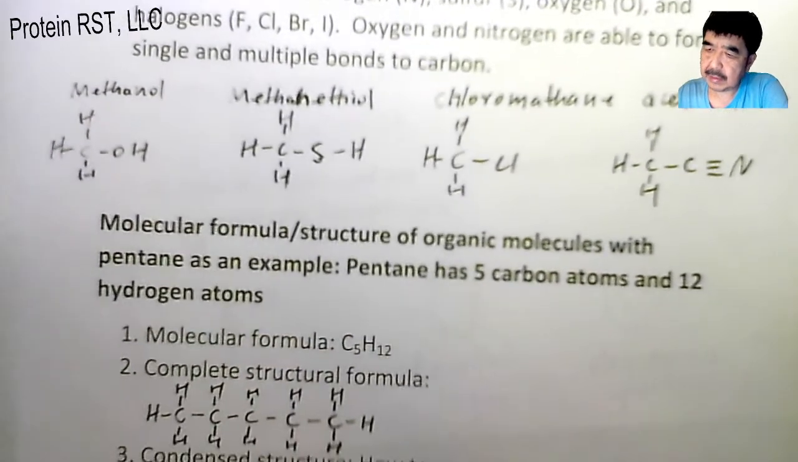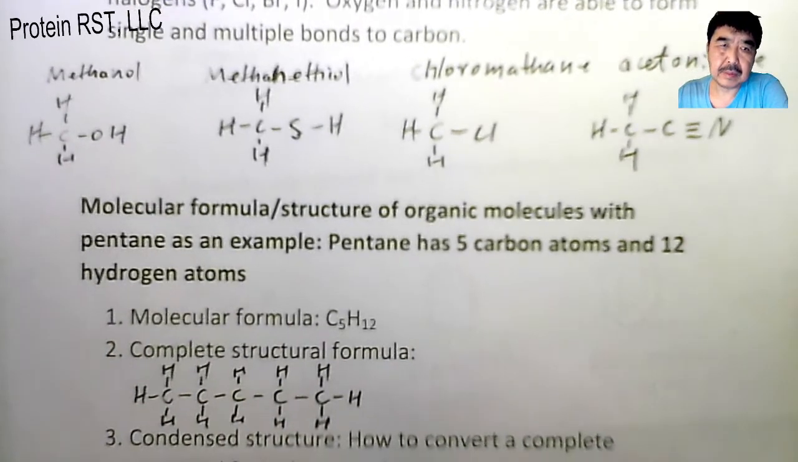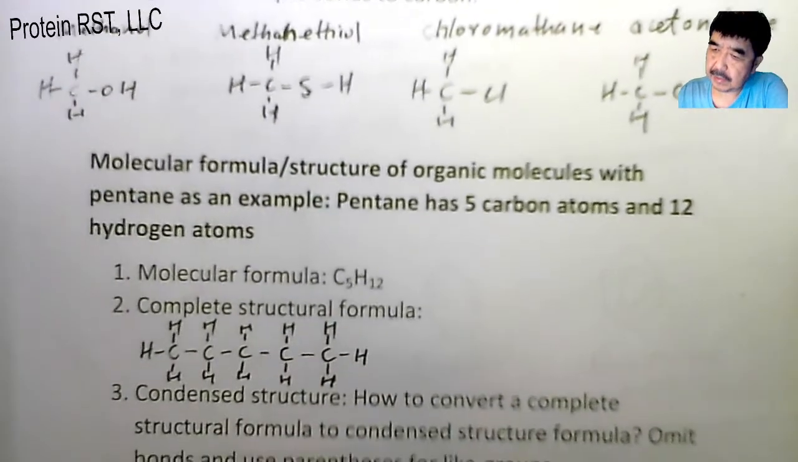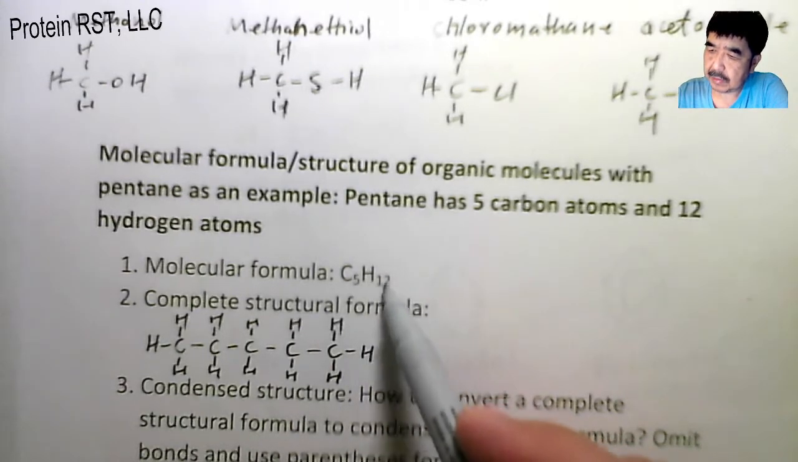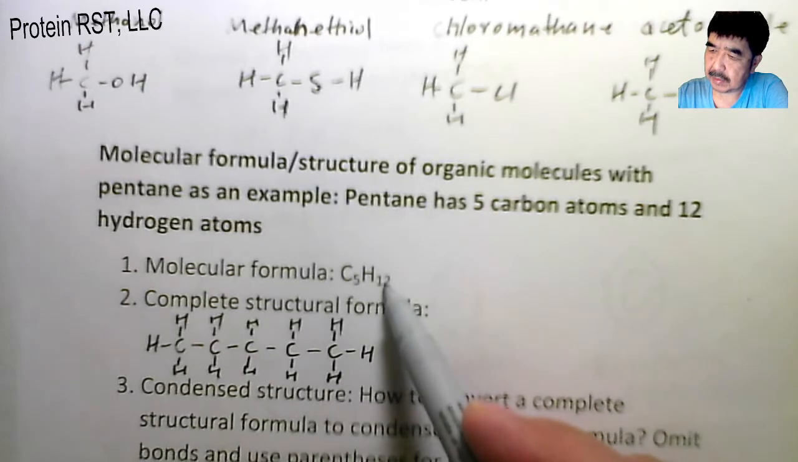Next, let's take a look at the molecular formula or structure of organic molecules. We use pentane as an example here. Pentane has 5 carbons and 12 hydrogen atoms. First, you can see the molecular formula, C5H12. The subscript of carbon is 5, that means 5 carbons, and the subscript 12 means 12 hydrogens.